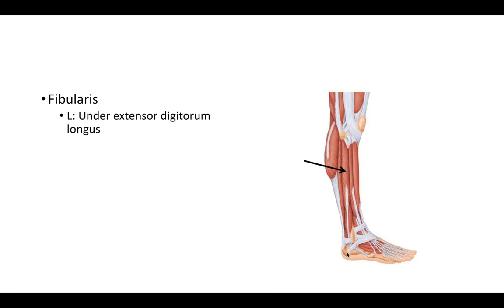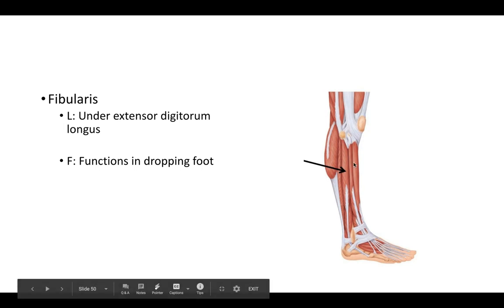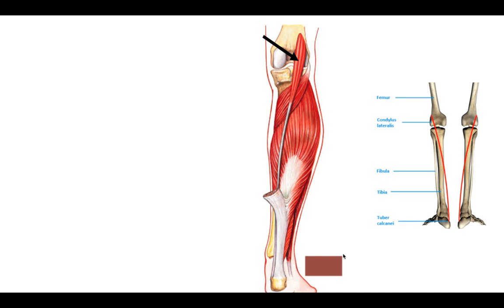So your fibularis sits underneath the extensor digitorum, and it is going to work opposite of the tibialis and the digitorum. Instead of lifting the foot and lifting the toes, this is going to help in dropping the foot and dropping the toes. So fibularis, here it is, connecting to the back of the foot. We start to see some antagonistic motion.